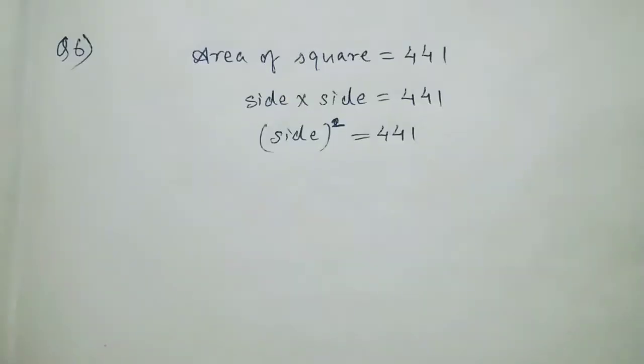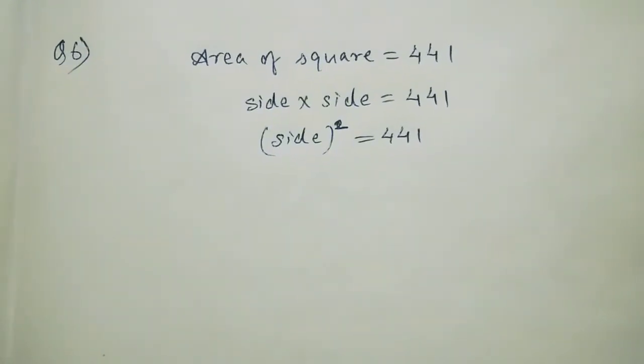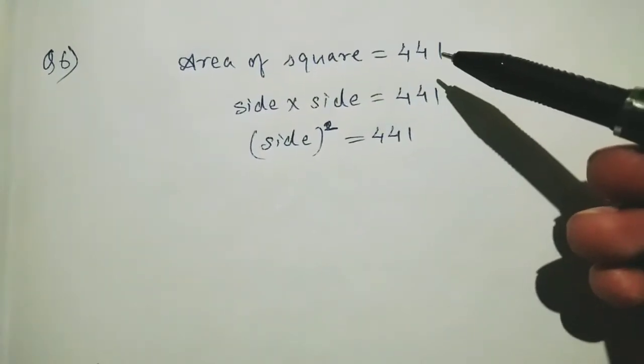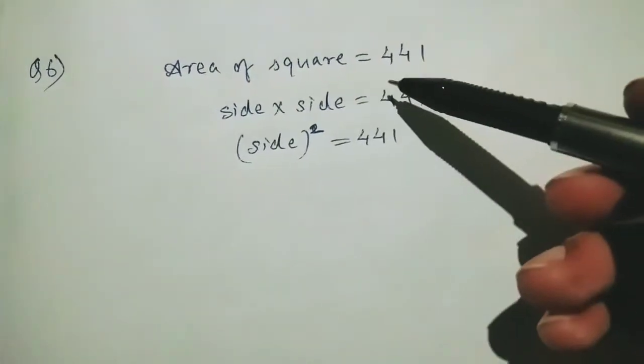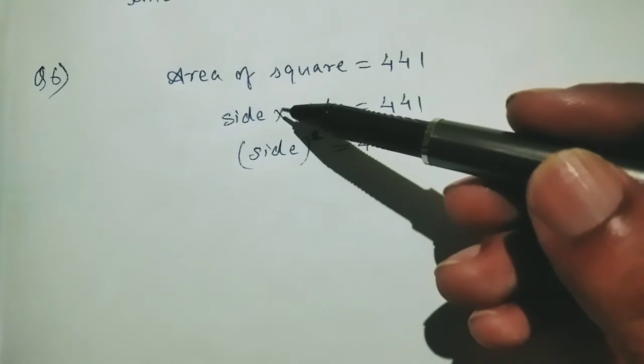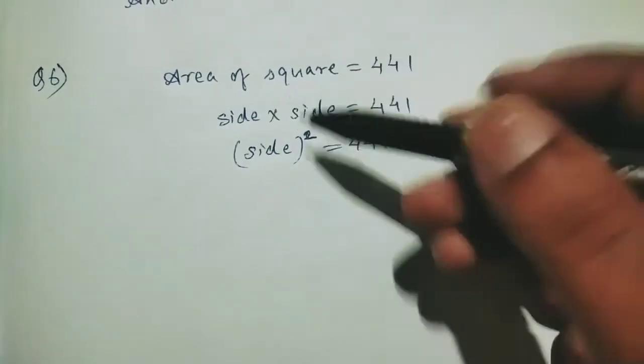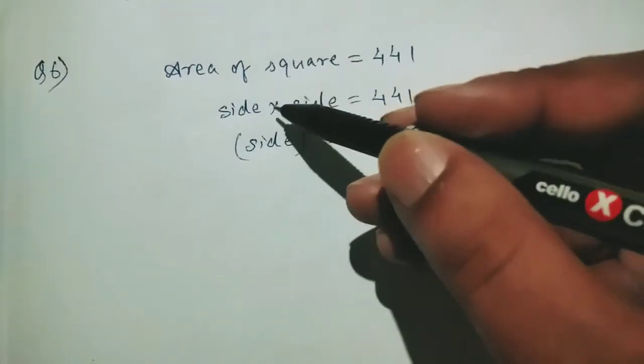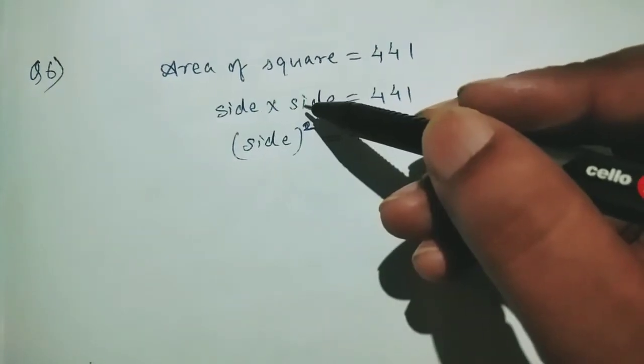Okay, let's do it. So students, here you can see the area of the square is given as 441. You have to write this first of all. Then you have to write the formula of the area of a square below here only. Do not write anywhere else. So the area of this square is what? Side into side. The formula is side into side.